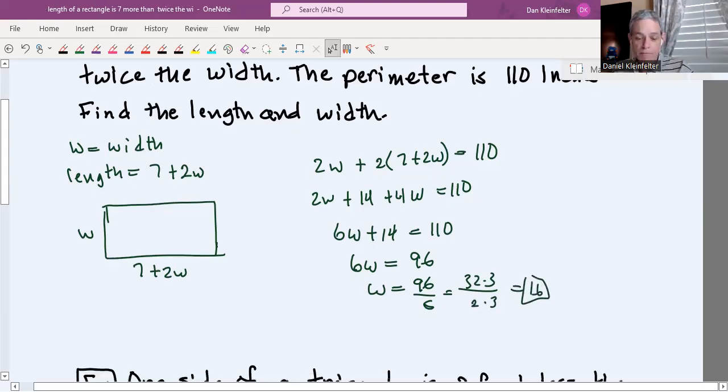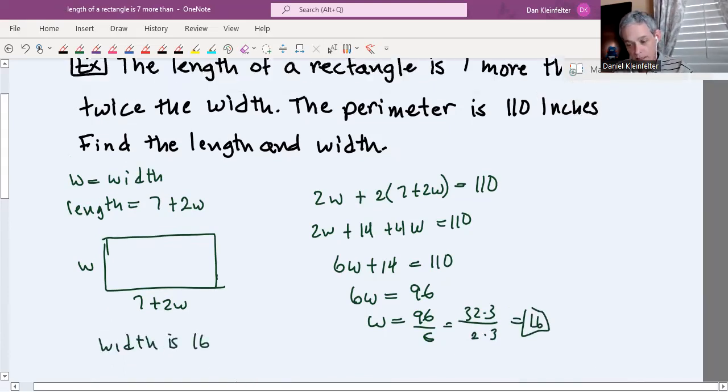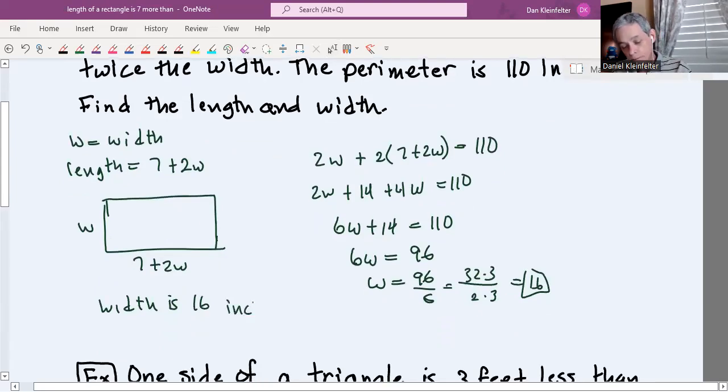All right, so that's part of it, right? The width is 16. And the units are inches. The length is 7 more than twice that. 2 times 16 is 32, plus 7, that's 39.